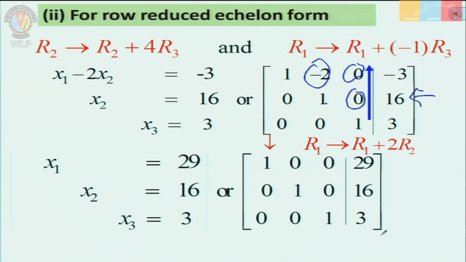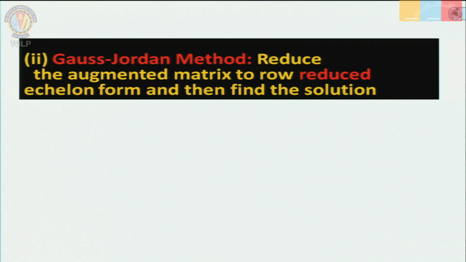What is the meaning of this? This means 0 into x1 plus 0 into x2 plus 1 into x3 is equal to 3, therefore x3 is 3. From the second row, 0 into x1 plus 1 into x2 plus 0 into x3 is equal to 16, therefore x2 is 16. Here it is 1 into x1 plus 0 into x2 plus 0 into x3 is equal to 29, therefore x1 is 29. See that we get the same solution, and this process is called the Gauss-Jordan method. Gauss-Jordan method means we are reducing the augmented matrix to row reduced echelon form, and then we are finding the solution.